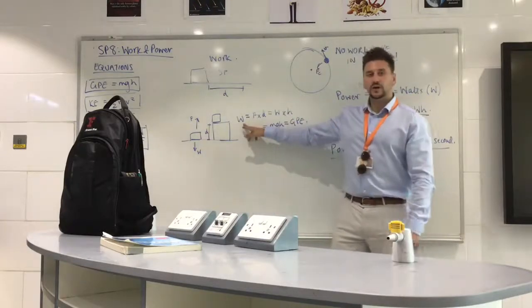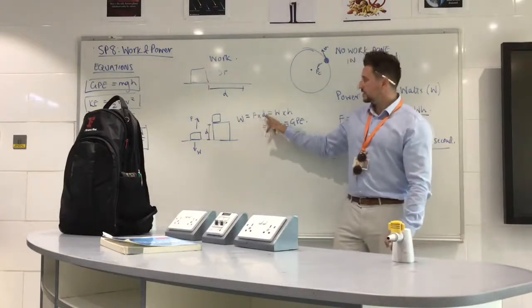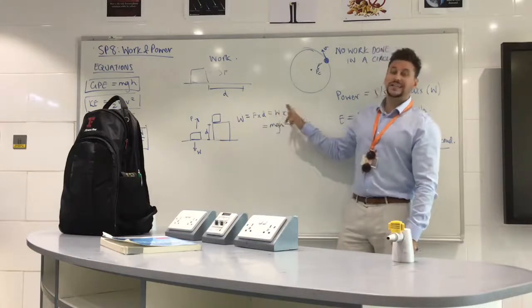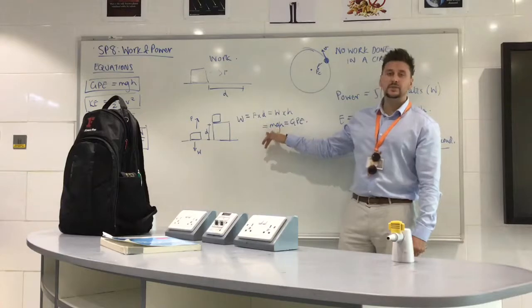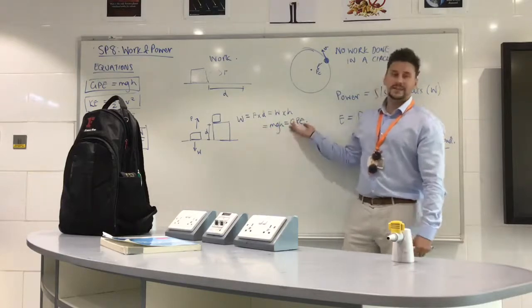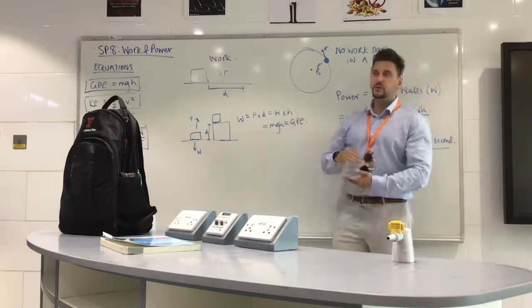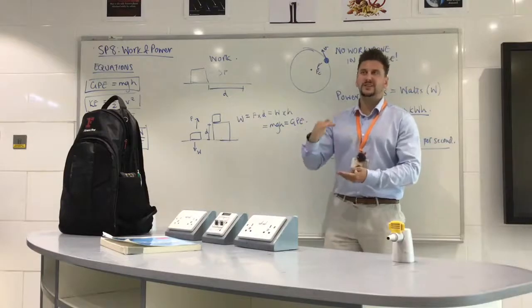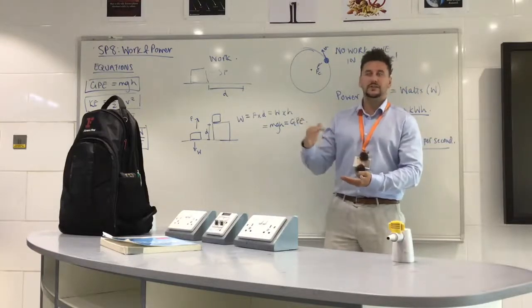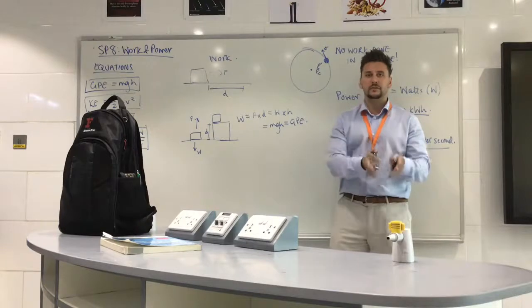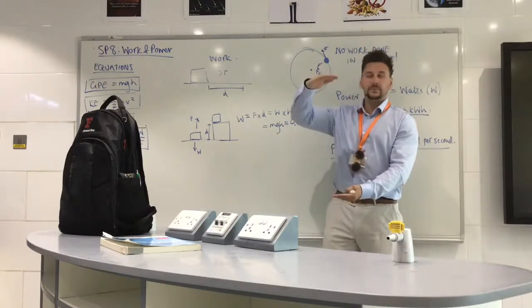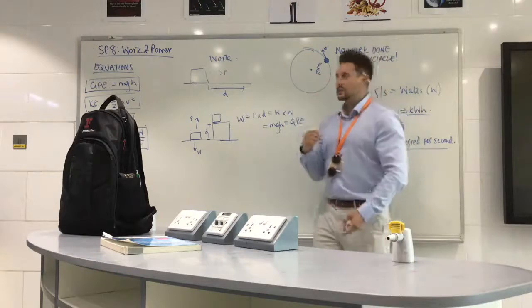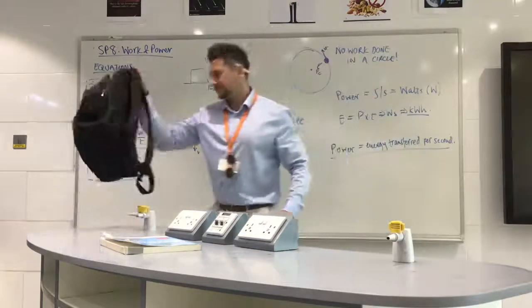So if I do work on an object vertically, the force times the distance is the weight of the object times the height that it moves, which is exactly the same as mgh, which we know is GPE. So if you do work on an object vertically, essentially you are transferring energy to gravitational potential. It's the same thing. Force times distance is the same as mgh, GPE, gained by the object in the vertical direction. Alright, so that's work done.